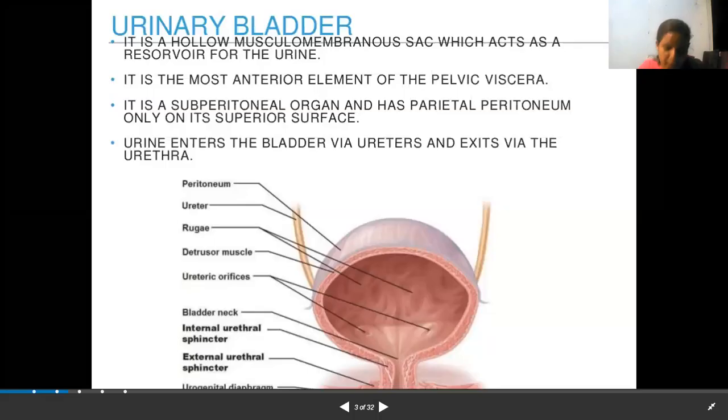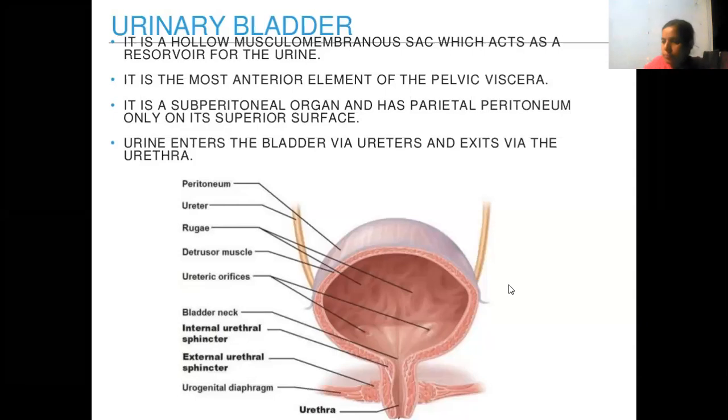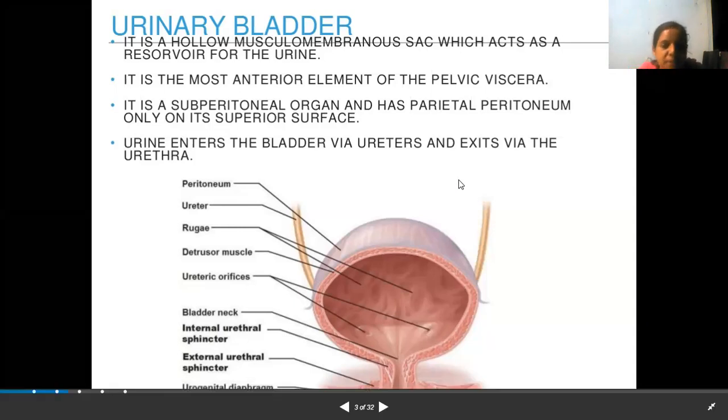So today's topic is urinary, isn't it? So it can be an essay question. So urinary bladder, as you can see in the picture, it's a hollow muscular bag. You can see this is a hollow musculo-membranous sac which acts as a reservoir for urine.